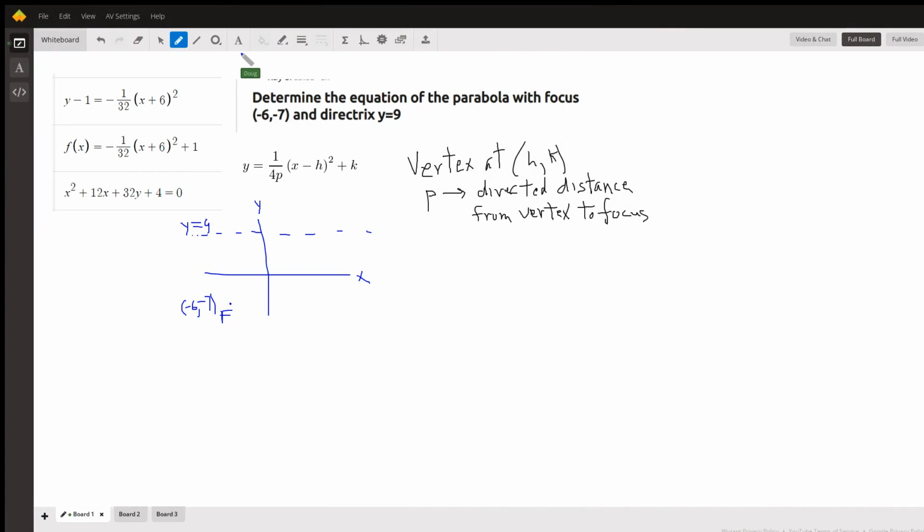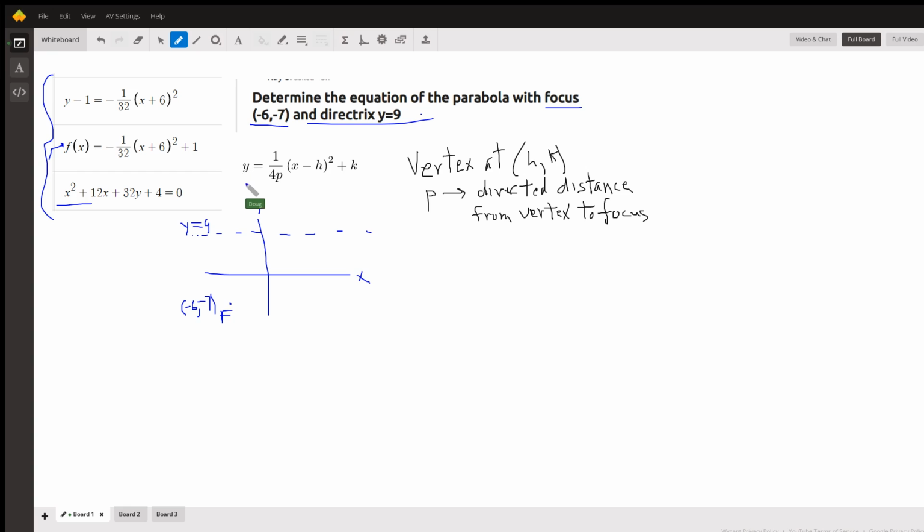Okay, we're going to look at this problem in a couple different ways. You're asked to write the equation of a parabola just given the focus and the directrix. It turns out these are all possible equations. This one's written in function notation. Now, this is written in standard form.